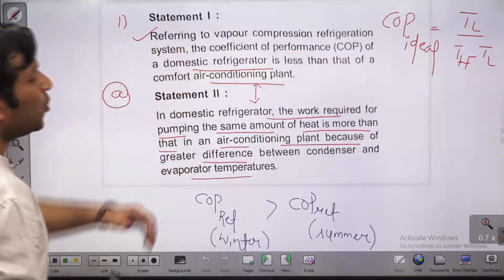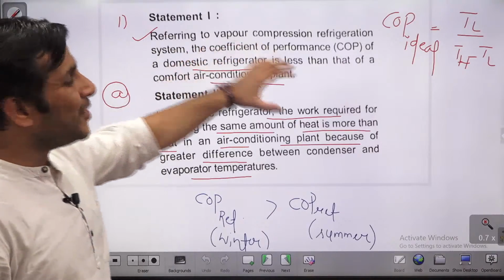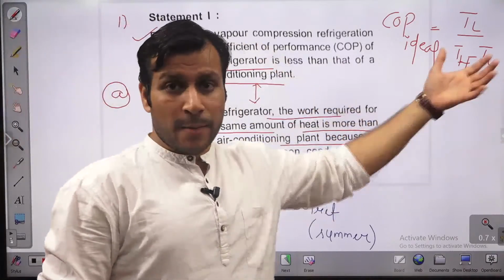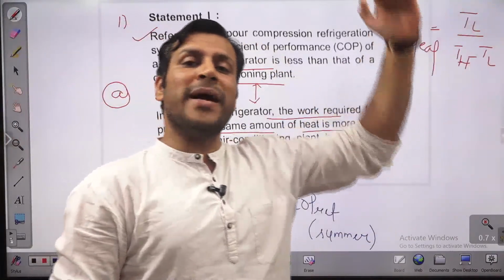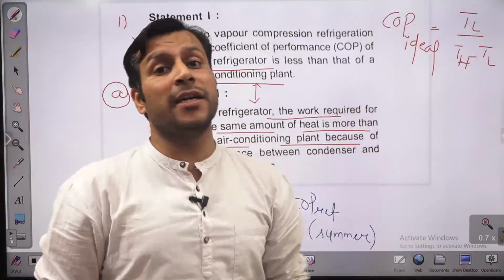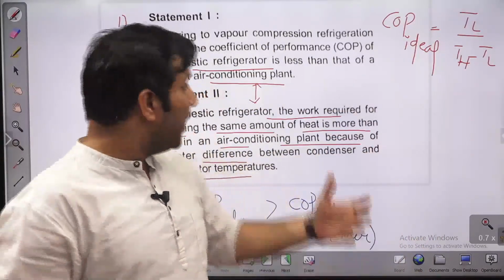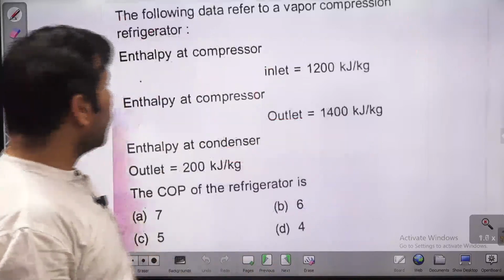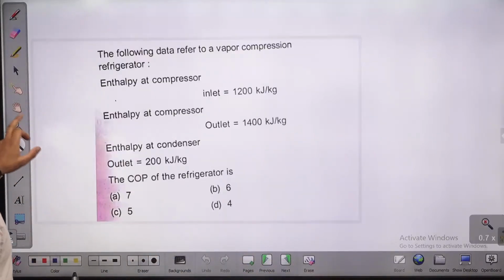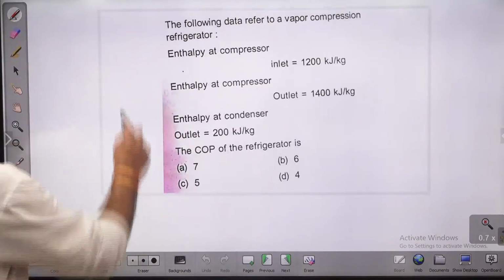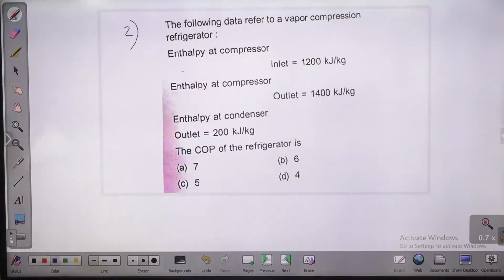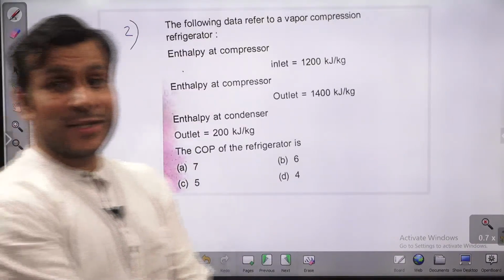So these things you need to know, like how we can increase the COP of a refrigerator. By increasing the evaporator temperature, by decreasing the condenser temperature, we can increase the COP. Okay. And these two statements also, I think you got the point. Next question, guys, in front of you, this is question number 2. Let's try to answer this also. Okay, so please try this question number 2.